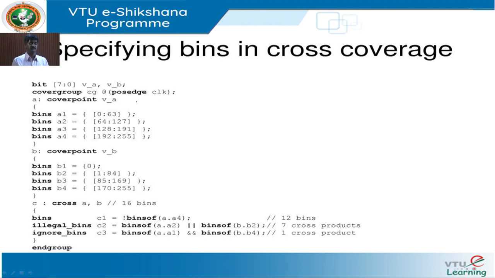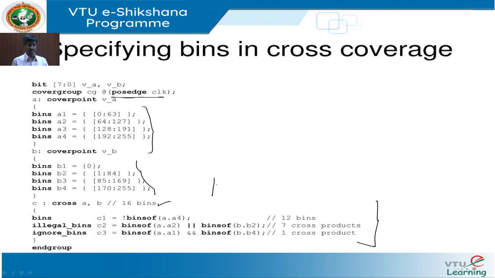Specifying bins in cross coverage. I have taken VA and VB, where VA takes this many bin values and VB takes this many values at the positive edge of the clock. C will be the cross coverage between A and B. I am declaring 3 bins for the cross coverage. This is what we explained previously: A1 takes 0 to 63, A2 takes 64 to 127, A3 takes 128 to 191, A4 takes 192 to 255 values. Whenever VA attains that, it will be considered for A. B1 is 0, B2 is 1 to 84, B3 is 85 to 169, B4 is 170 to 255.